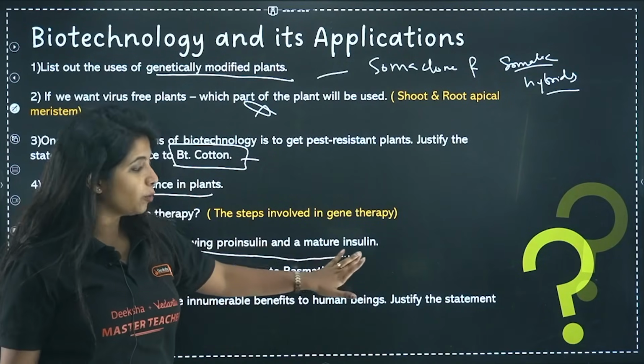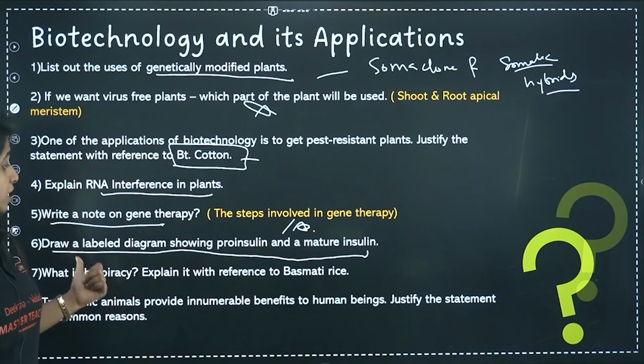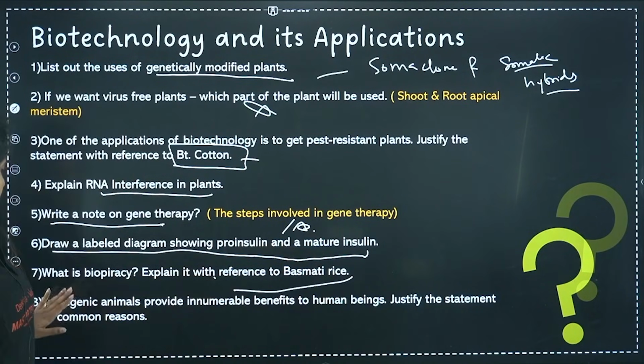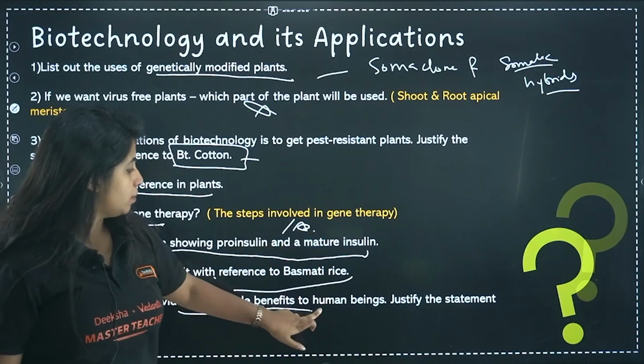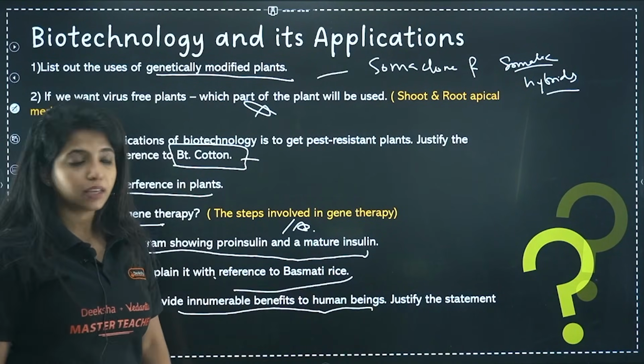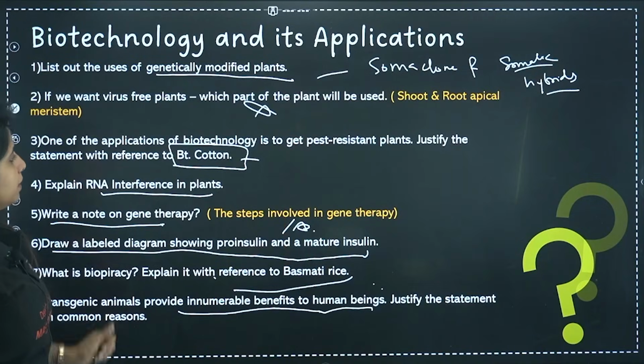Draw a neatly labeled diagram showing pro-insulin and mature form of insulin. This is also important. What is biopiracy? Explain it with reference to basmati rice. And transgenic animals provide innumerable benefits to human beings. Explain the functions of transgenic animals. That can also be asked. Is there any question? No. So these are the few very important things.